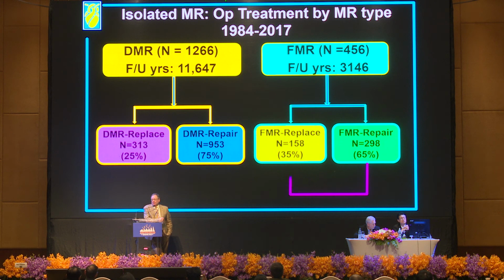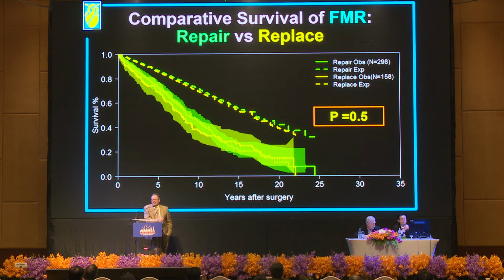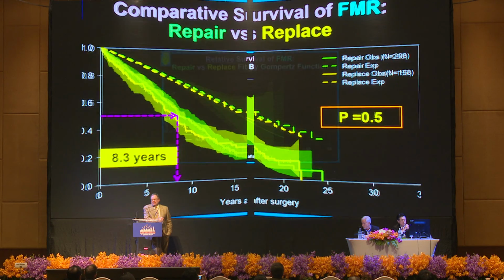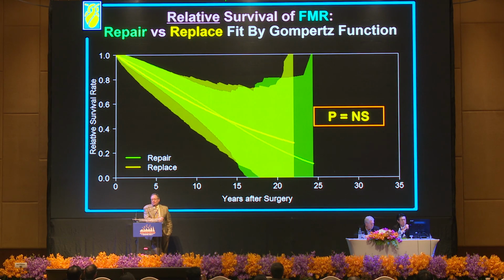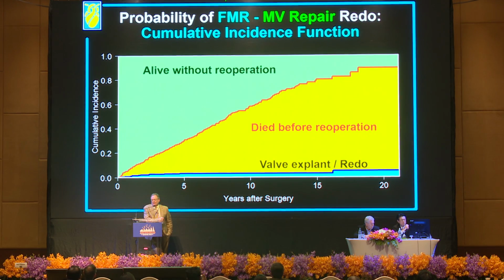And when we look at long-term outcomes for FMR, repair versus replacement, we find, most importantly, there's no difference. Second most importantly, it's important to know that the median survival of patients with functional mitral regurgitation is only 8.3 years. 8.3 years, median survival. And no difference in long-term survival, no difference in relative survival.